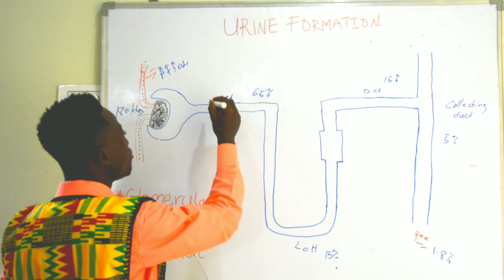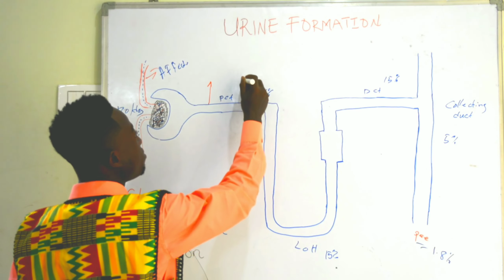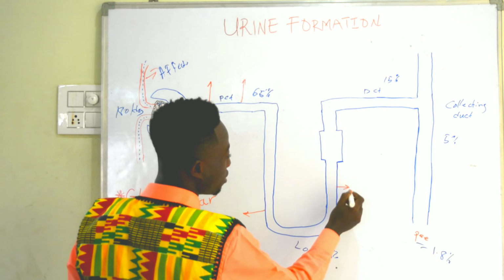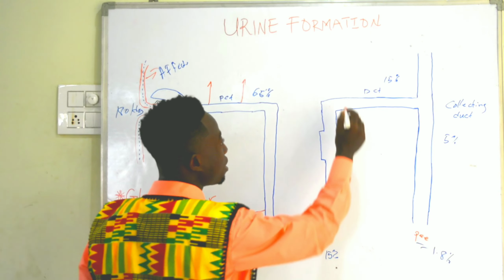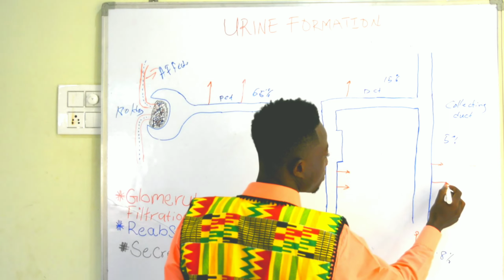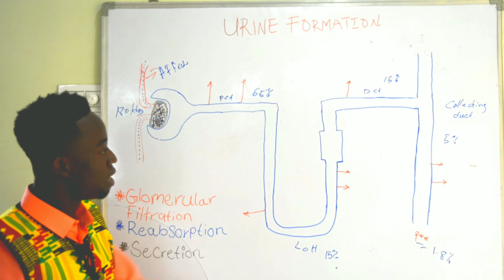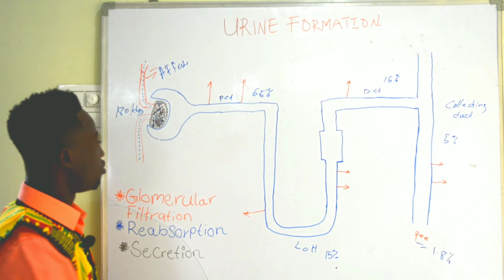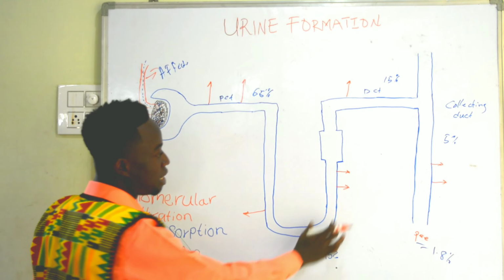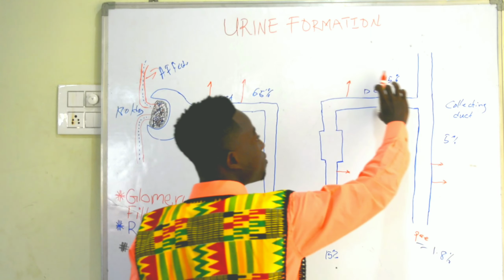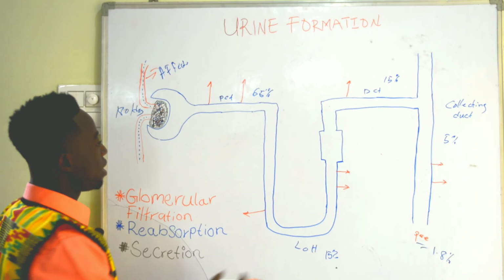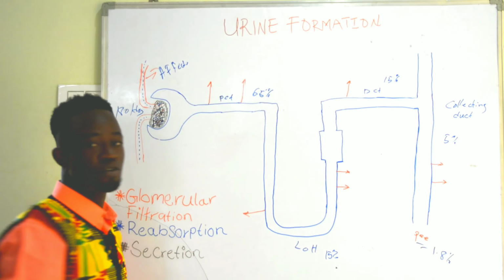So, what is going to be reabsorbed here? And what is also going to be reabsorbed within those various regions? So this is the proximal convoluted tubule, the thin descending loop of Henle, the thin ascending loop of Henle, the distal convoluted tubule, and the collecting ducts. And so, what are those things that are going to be reabsorbed at these various points?